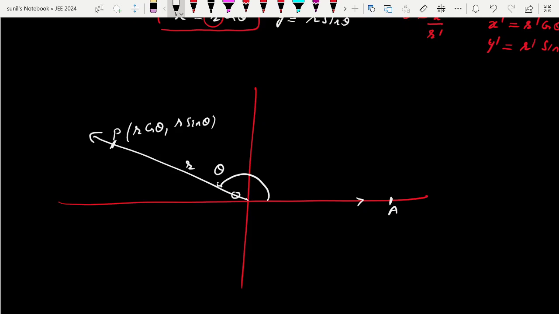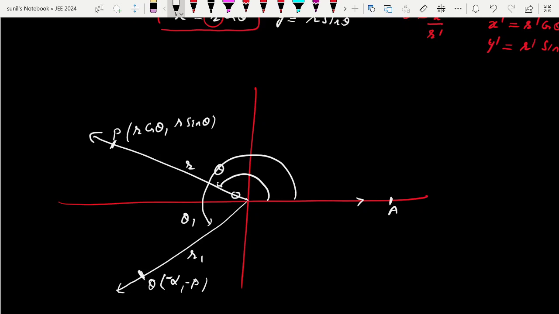Now similarly, suppose there is another point, say here, and suppose this initial ray is rotated through an angle, say theta 1, and there is a point, say Q, having coordinates, say alpha and beta. Definitely alpha and beta will be negative here, but what are the coordinates of this? And suppose the distance of this point is R1, then the coordinates of this point will be R1 cos theta 1 comma R1 sin theta 1. So we'll make use of the same definition, and now let us generalize this definition, and we'll be getting the quadrant rule by using this definition.